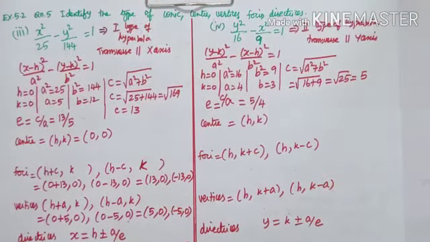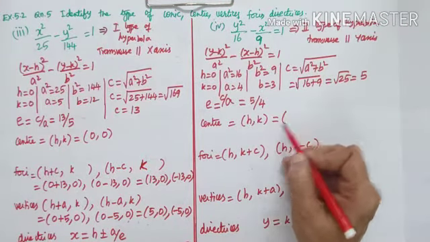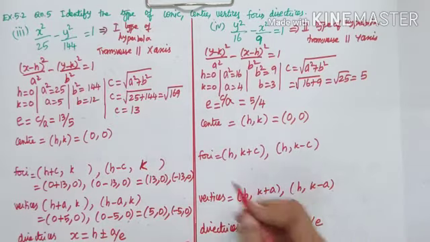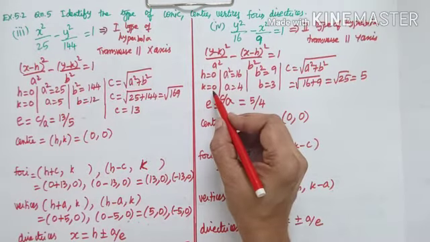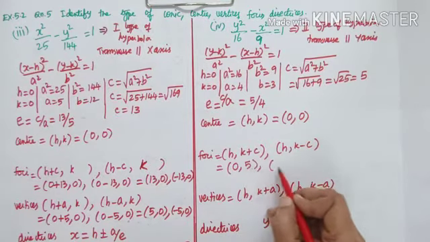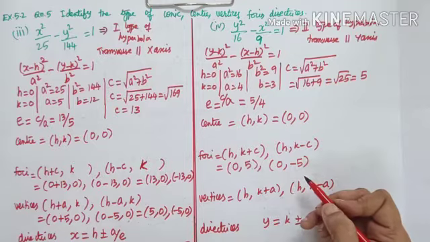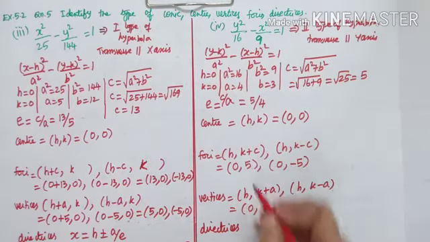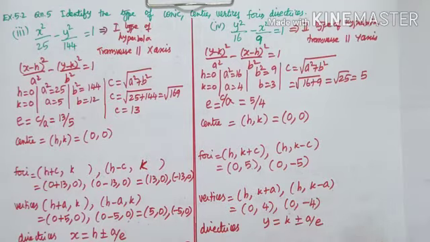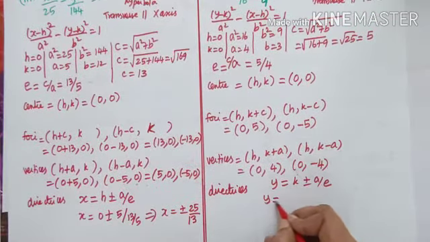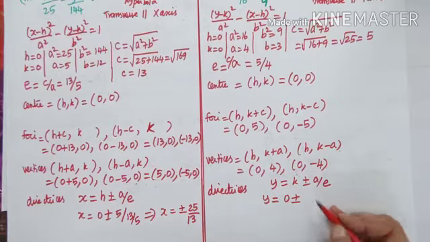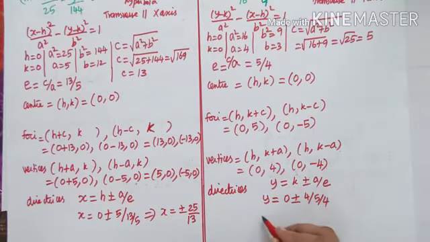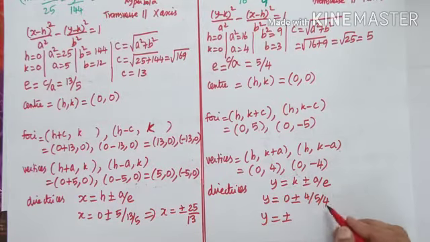The second problem: h, k. Here h is equal to 0, k is also 0. Putting in focus 0, k plus c, k value 0, c value 5. So 0, 5 and 0, minus 5. Vertices 0, a value 4, and 0, minus 4. Directrices: y equals k, that is 0, plus or minus a by e. A value 4 and e value 5 by 4, so reciprocating, 4 into 4, 16, we get plus or minus 16 by 5, and that is the answer.